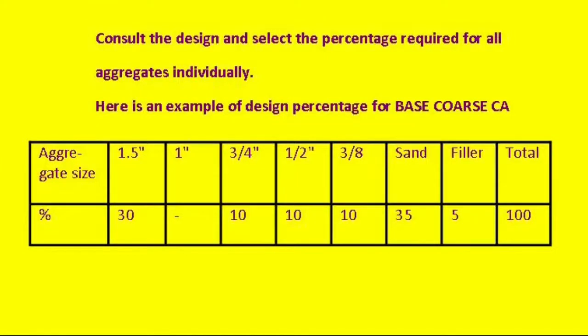Consult the design and select the percentage required for all aggregates individually. Here is an example of the design percentage for base course class A. Aggregate size 1.5 inch is required 30%. For 1 inch, there is no requirement in this design. 3/4 inch required 10%, half inch is required 10%, 3/8 10%, sand is required 35%, filler is required 5%, so the total should be 100 by weight of aggregate.